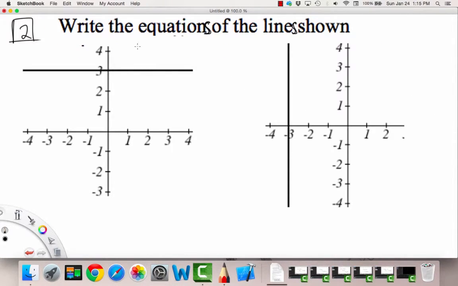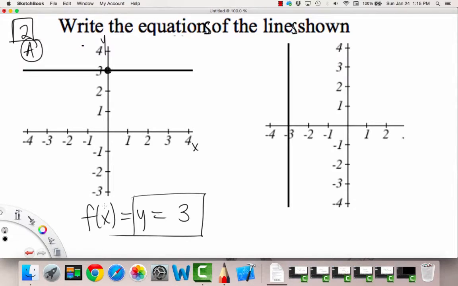Okay, number 2, we're going to write the equations of the line shown. For part A, we have a horizontal line, right? So here's our x and here's our y. That means that the y-intercept is going to be 3, right? So (0, 3). And then we have (1, 3), (2, 3), this and that. So that means we have a constant function, which means that our f of x, or y, is equal to 3. Okay, and that's it. y = 3 is the equation of that line.